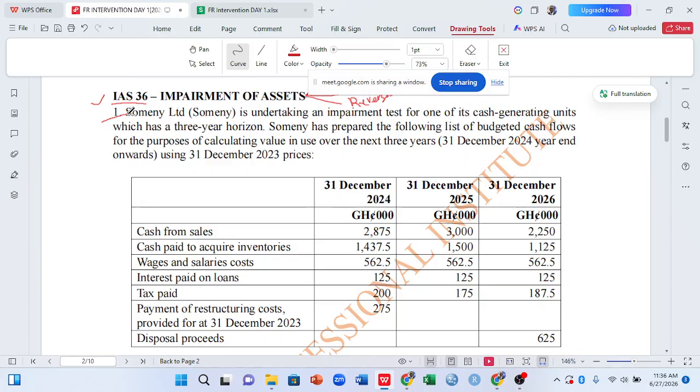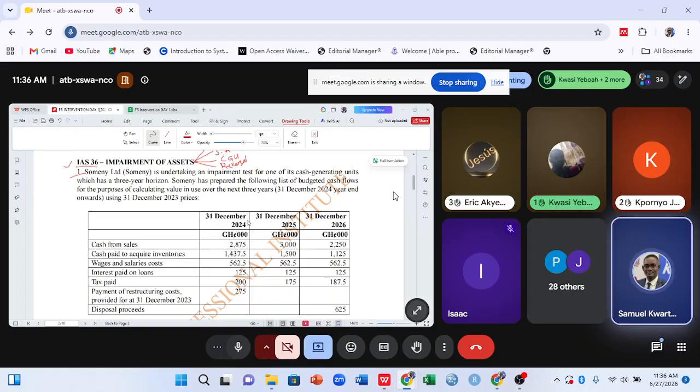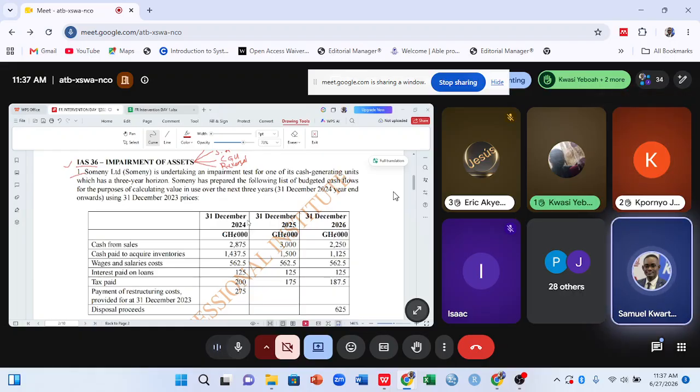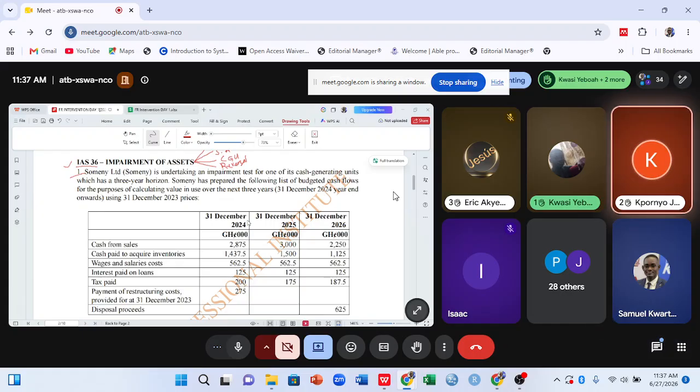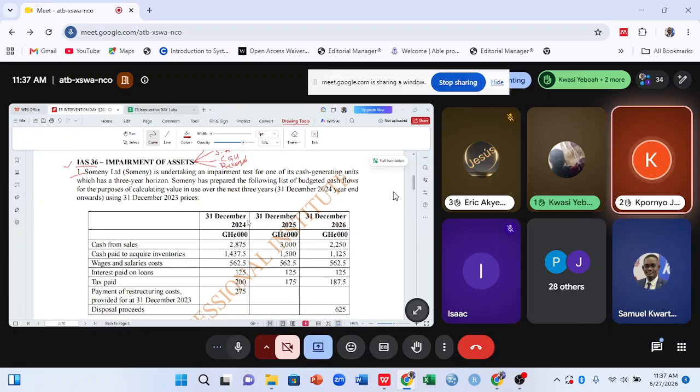Sir, please, is value in use the same as net realizable value? Value in use, the same as net realizable value? No, the answer is no. Net realizable value is rather the same as fair value less cost to sell. Value in use is the same as present value.